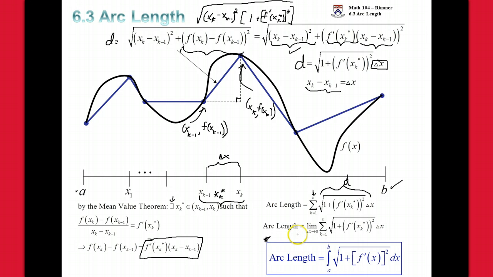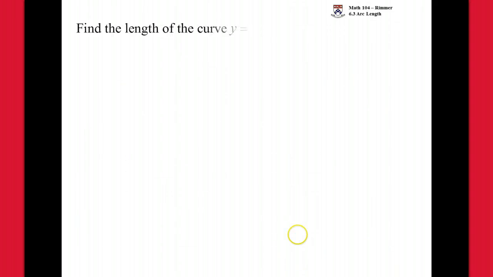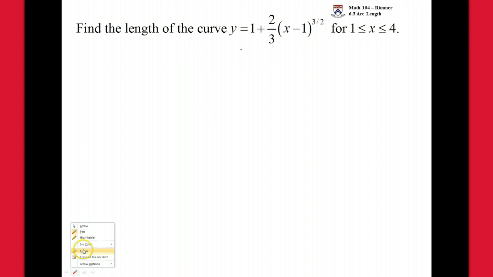We'll start from the easy example, then a medium, and then what I think to be a quite difficult example. First up, it would be what I call an easy example. I have this curve. I should draw a picture for you, but maybe I can pause the video and make a computer-generated picture of this. And so we have this curve, y equals 1 plus 2/3 times the quantity of x minus 1 to the 3/2 power. And we're going to take that from 1 to 4.